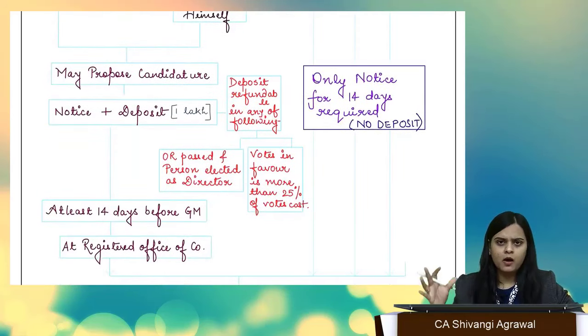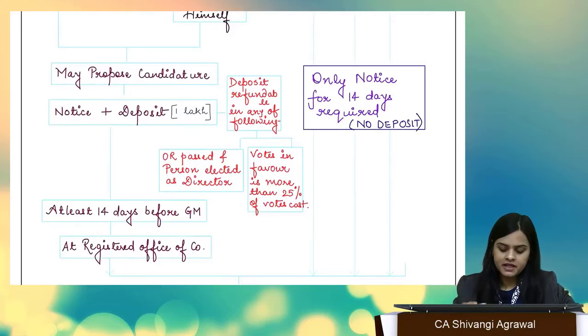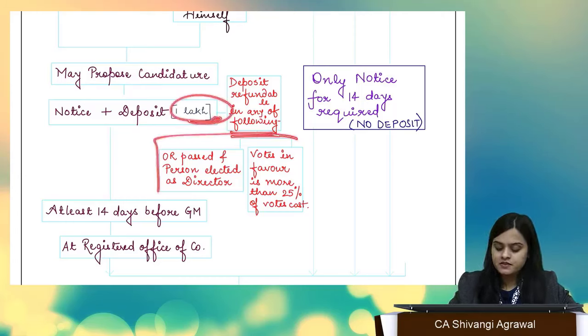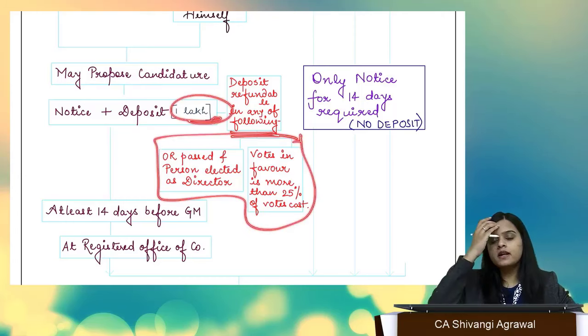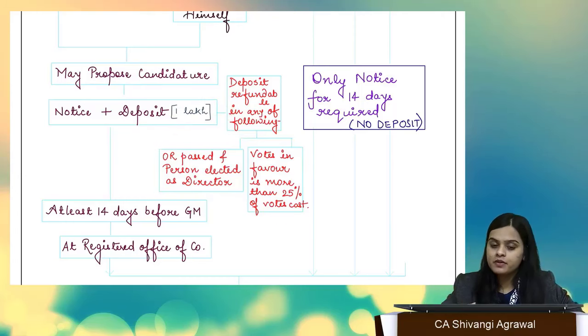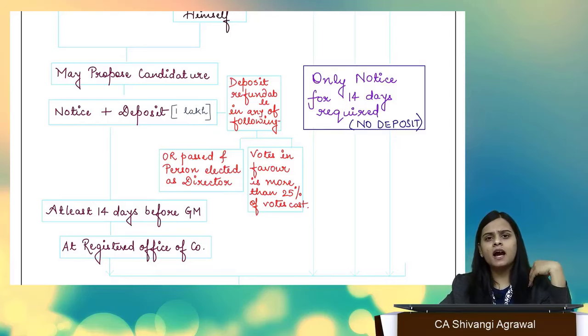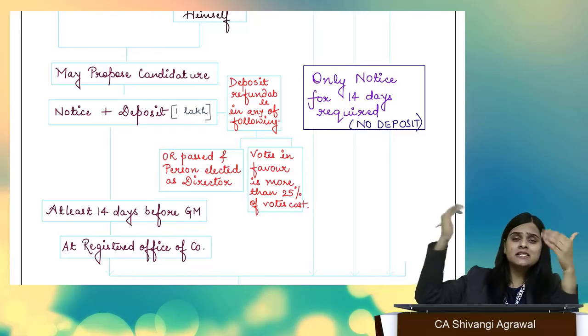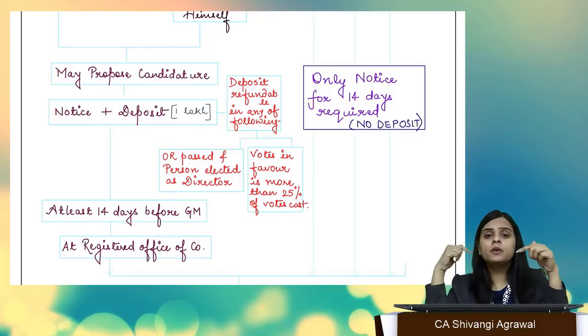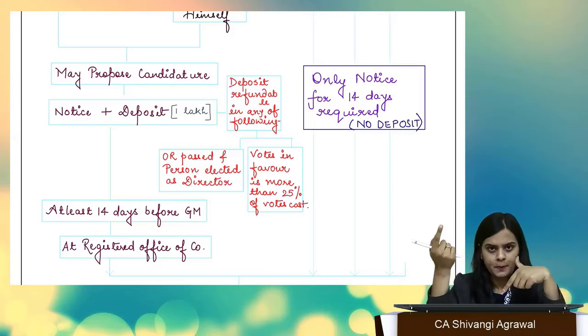So anyone can propose candidature. Just to screen out, or just to have those serious applications, there is a refundable deposit of 1 lakh. It's not refundable in all cases, but it's refundable in these 2 cases. So if I am a member and I want to become a director of my company, or if I am not a member, or if I know someone, I can propose his candidature also.